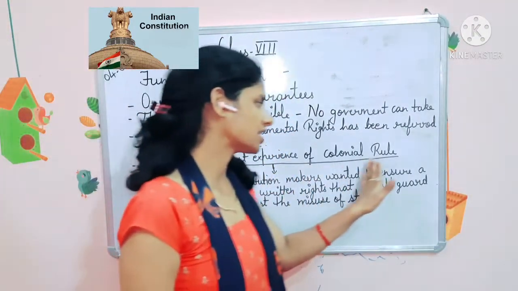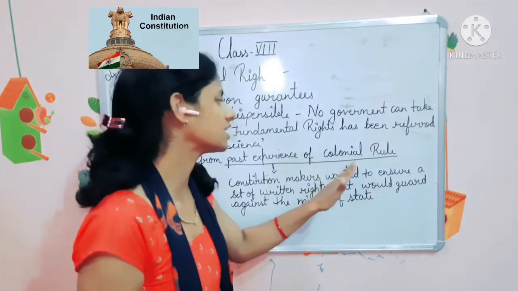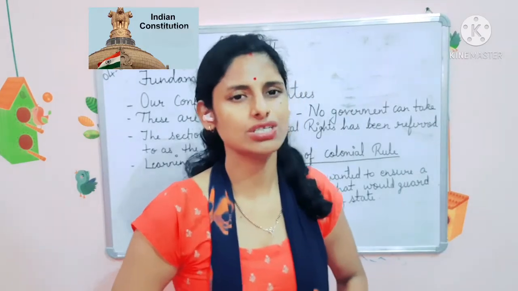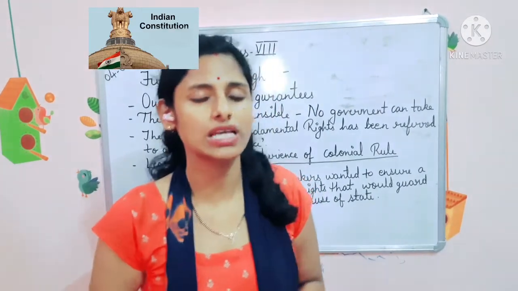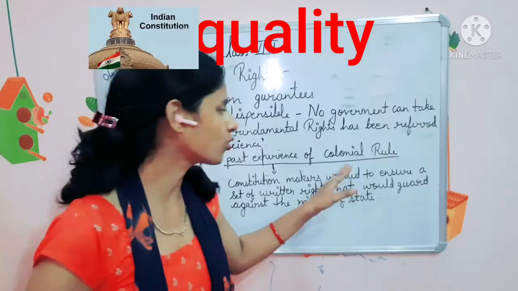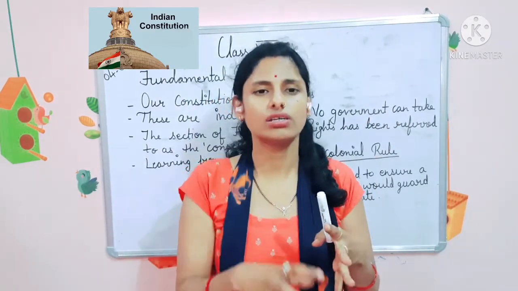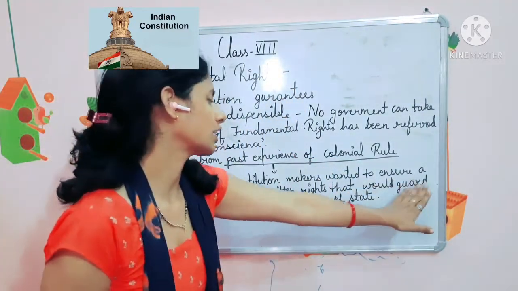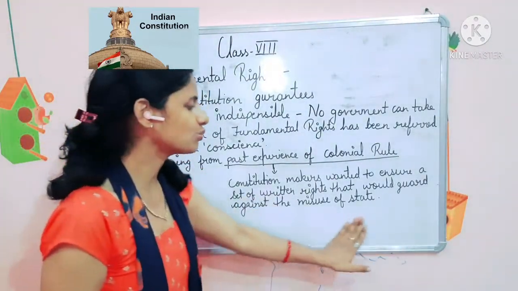We learned from the past experience of colonial rule. As there was colonial rule by the Britishers, they forced the Indian people to obey their rules and they faced a lot of discrimination and inequality. Colonial rule had created a suspicion in the mind of the nationalists. So the constitution makers wanted to ensure a set of written rights that would guard against the misuse of the state.